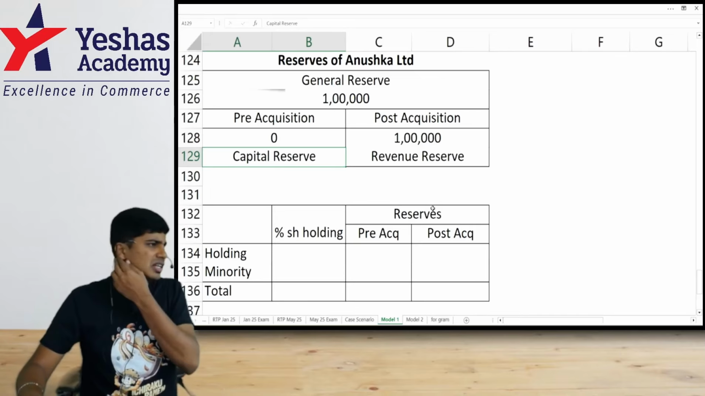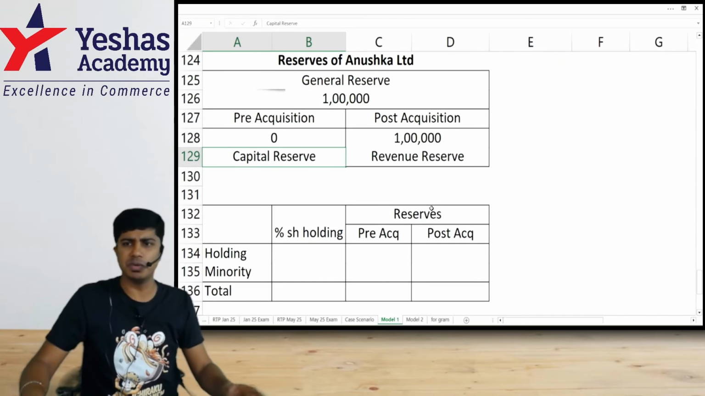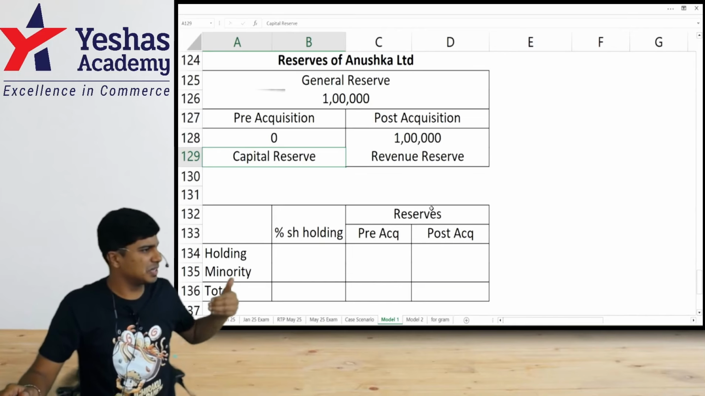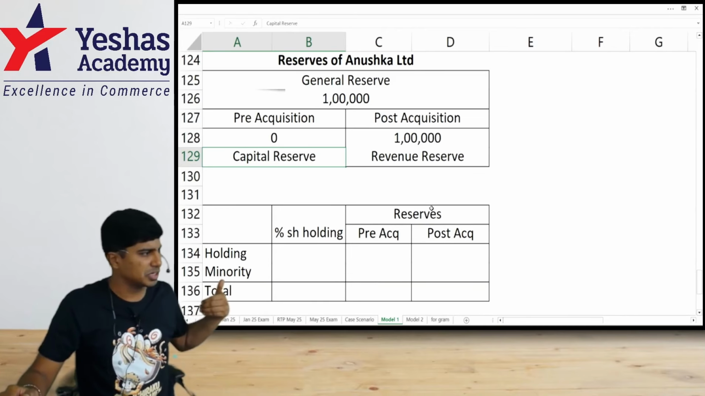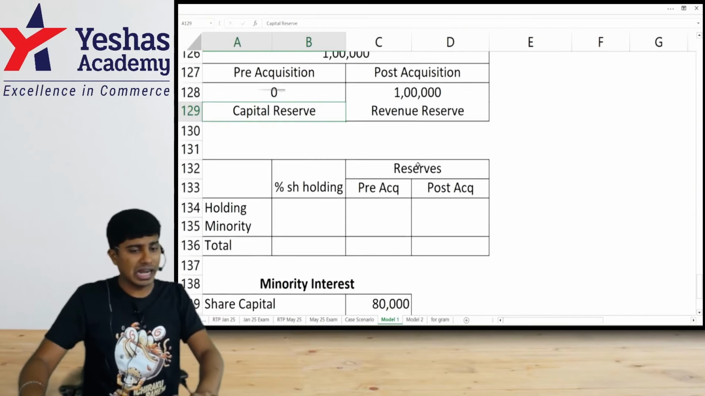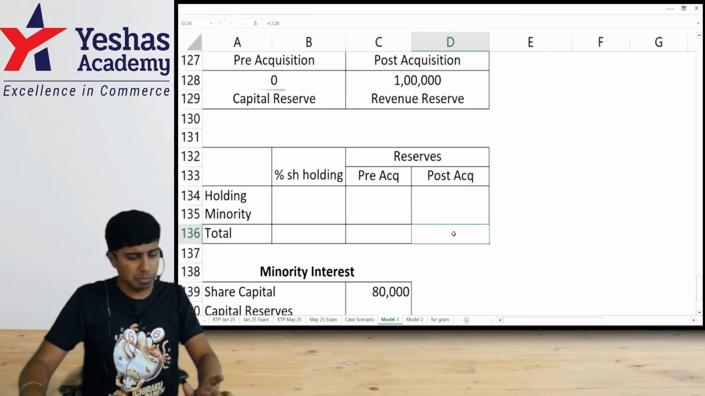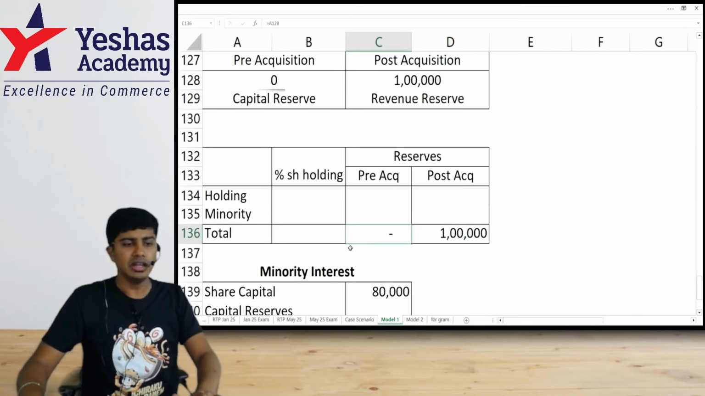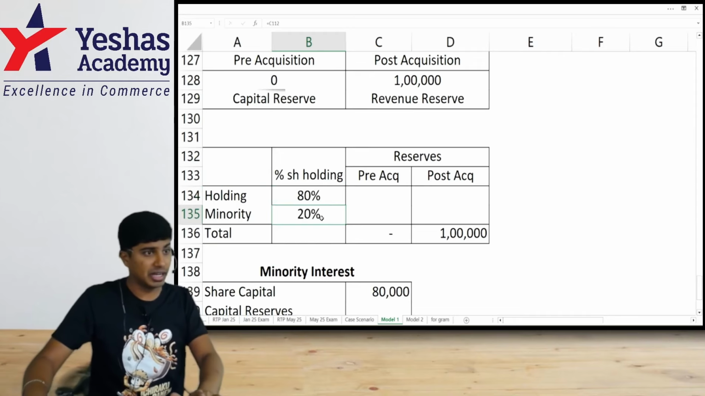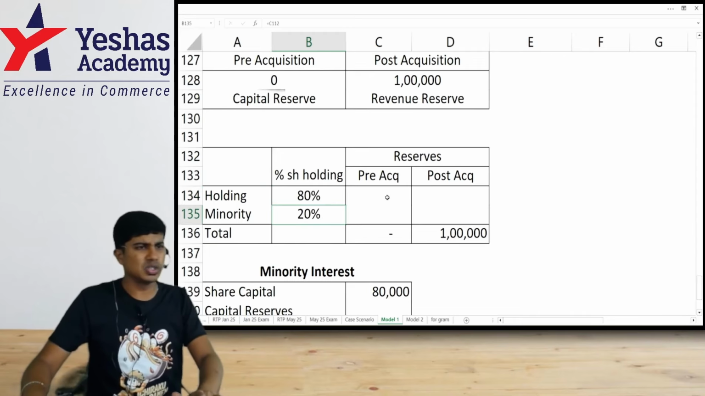Or the other way is they have not given any information as to how much is pre. So everything is assumed to be post. And it's evident, no, we purchased that company's shares from the beginning, from the incorporation. So every rupee of profit earned is after we bought it only. This 1 lakh rupees has to be split between holding and minority. We know the holding share is 80%, the minority share is 20%. Am I right? Then there are no other reserves.